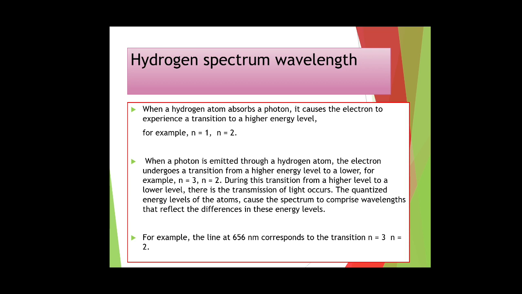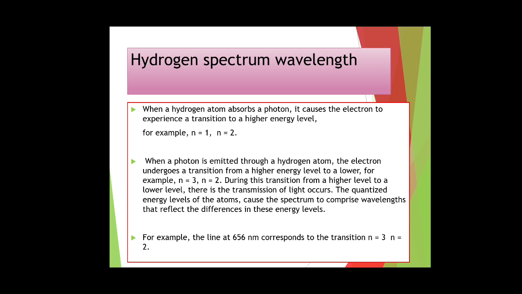Hydrogen spectrum wavelength. When a hydrogen atom absorbs a photon, it causes the electron to experience a transition to a higher energy level, for example, from n equal to 1 to n equal to 2. When a photon is emitted by a hydrogen atom, the electron undergoes a transition from a higher energy level to a lower one, for example, from n equal to 3 to n equal to 2. During this transition from a higher level to a lower level, light is emitted.